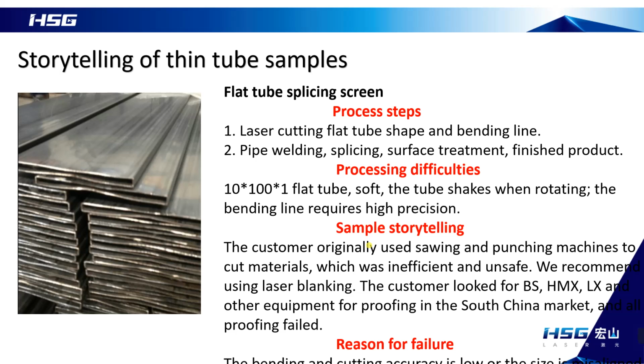Similarly, the customer originally used a sewing machine or punching machine to cut the material, which was less efficient. And then after testing various samples from different manufacturers, he traveled all the way from the north to the south in China, and finally found the right equipment for testing. What was the reason for the failure? It had low bending accuracy or misalignment of the dimensions, after which there is a gap or interference that cannot be successfully stitched together.